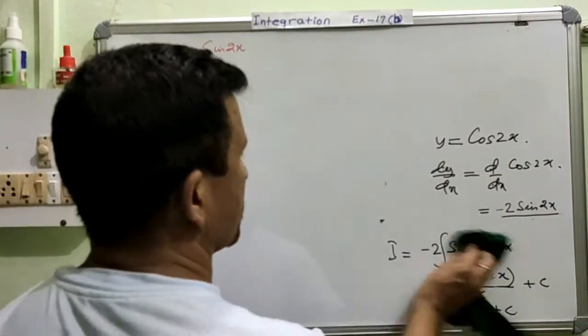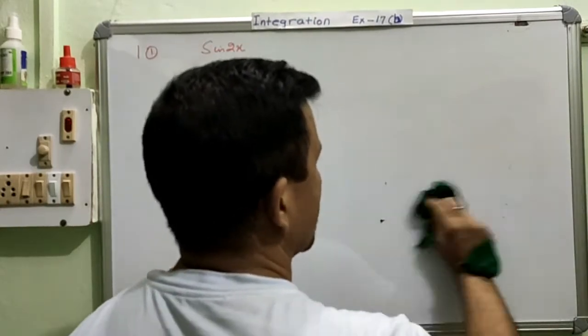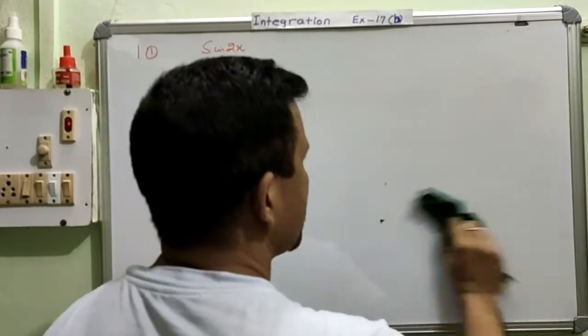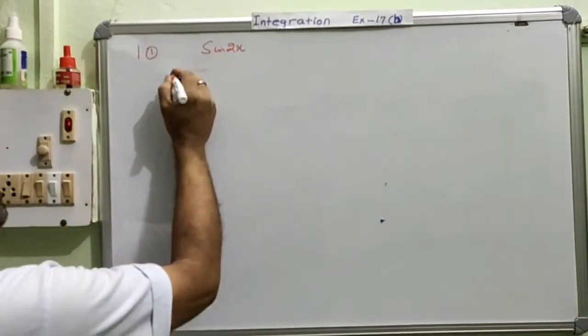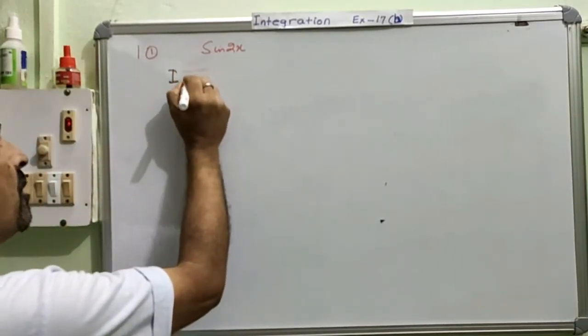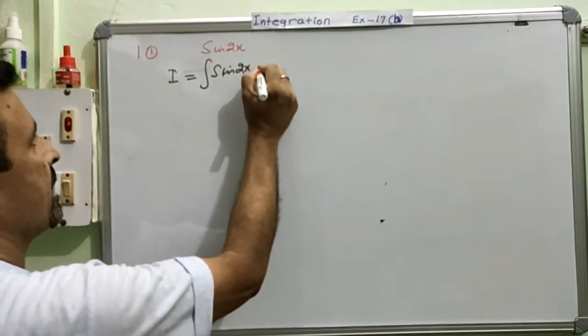Now we are going to sort out our question. Okay, we are going to find the integration of this. Since we have already understood this example, it was a similar question. So for you now it will be very easy. So I is equal to integration of sine 2x dx.